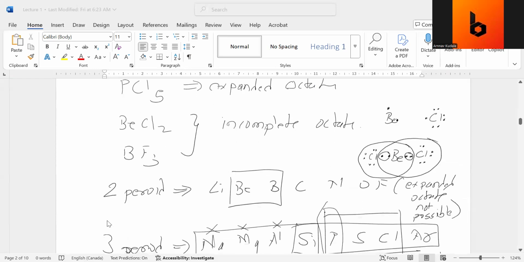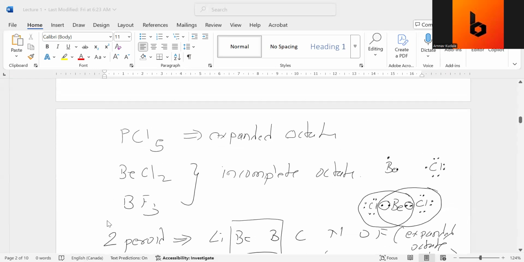Now, the next part we should understand is that there are elements which have an expanded octet. Do you know what an expanded octet is? I believe it's more electrons in the outermost shell. Yes, more electrons, but more means more than eight. Yes, that's right.